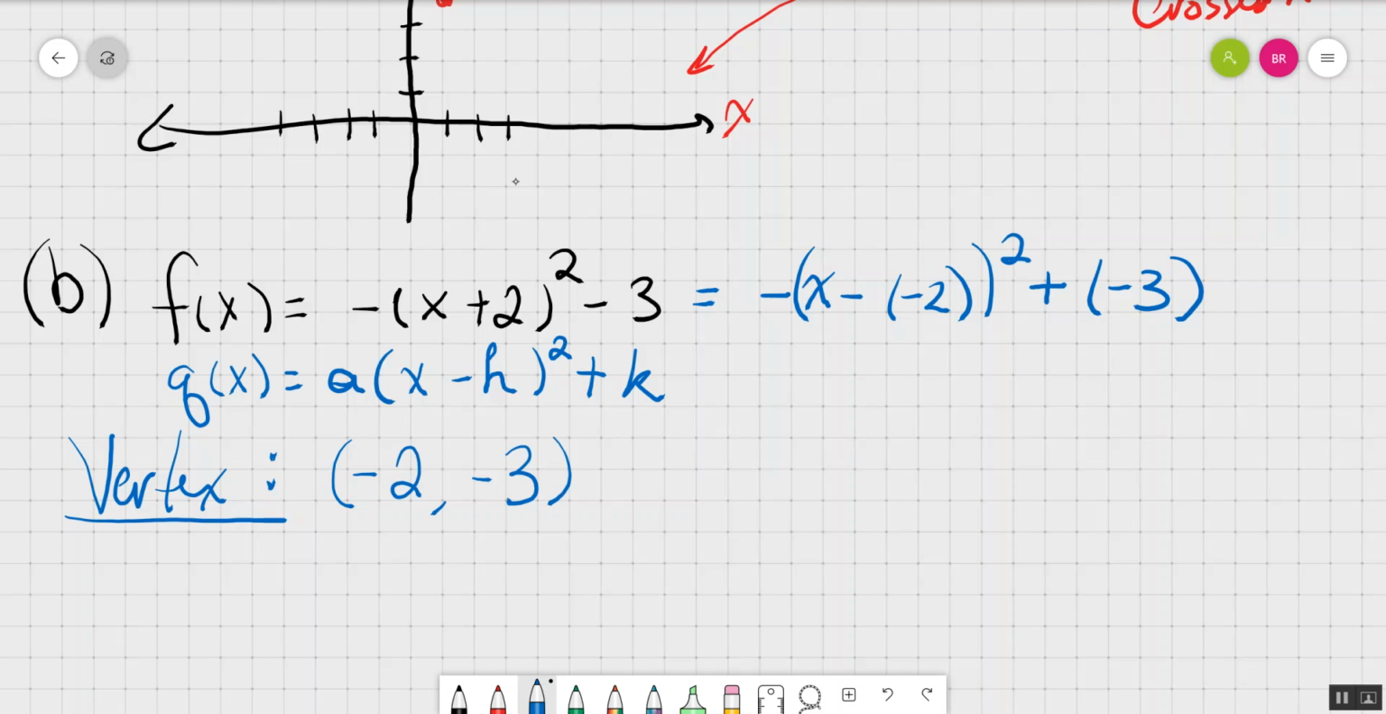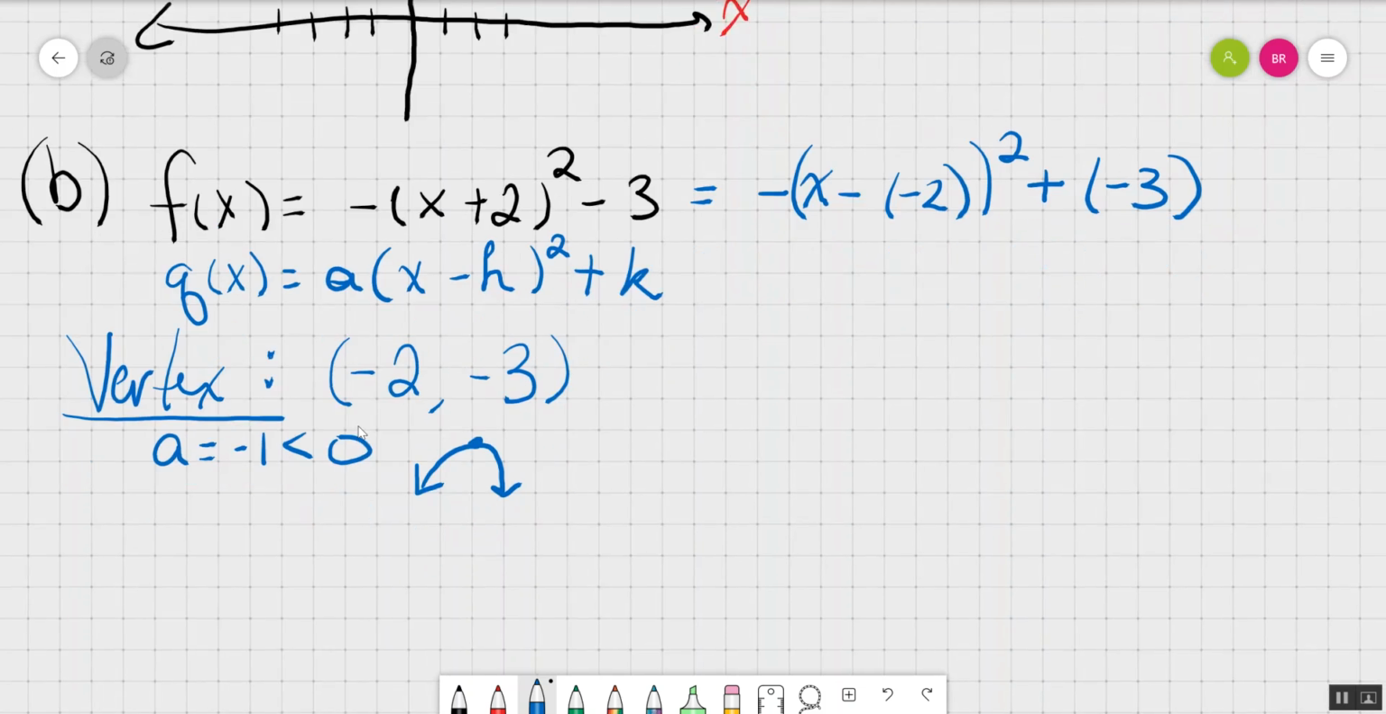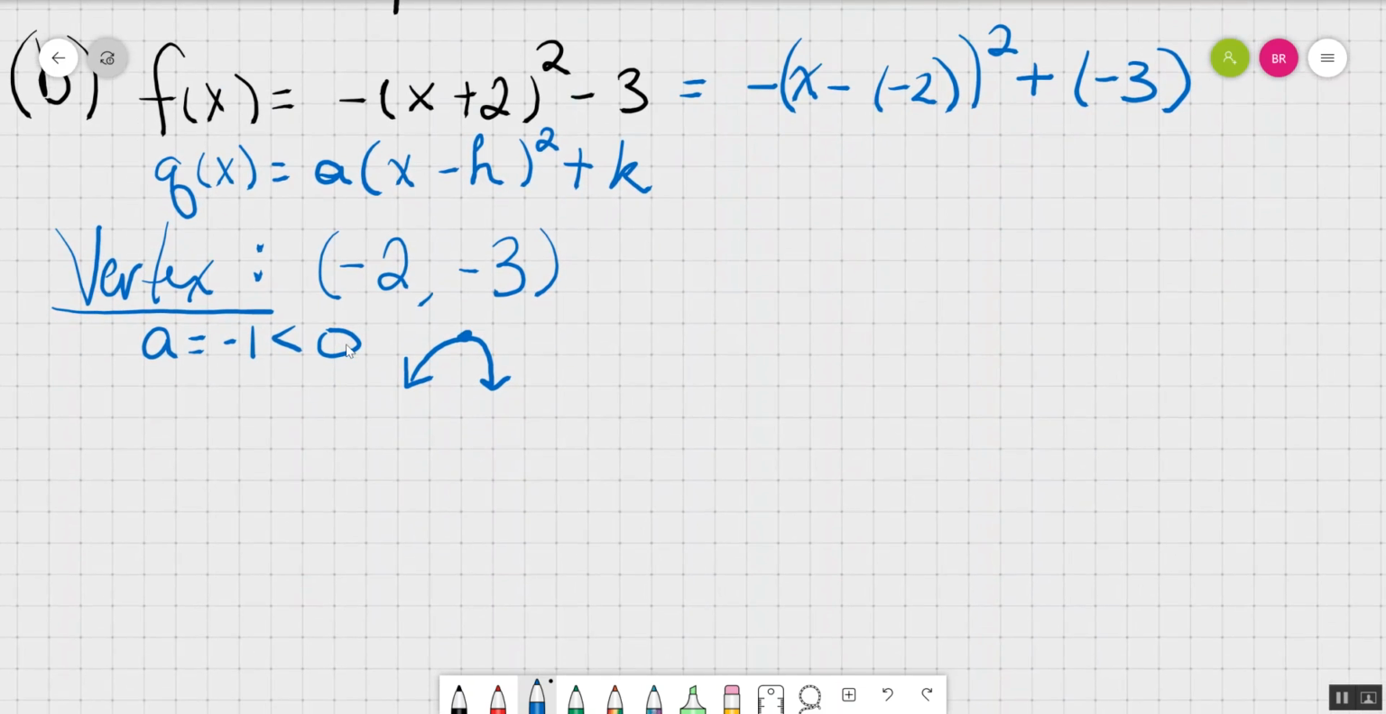Weird, right? So this one crosses as a negative. That's interesting. And then you note that your value of a is negative 1, which is less than 0. So we're going to go downward with this one, sad face times. So the biggest that it gets is at negative 2, negative 3, and it opens downward. Let's see what the intercepts are going to be to get some idea of what else this looks like.